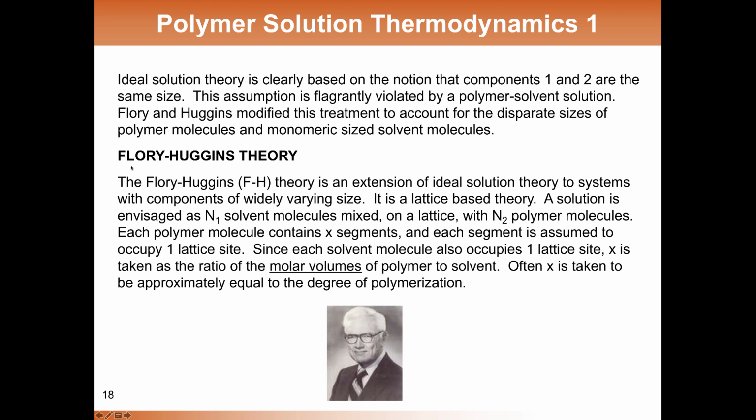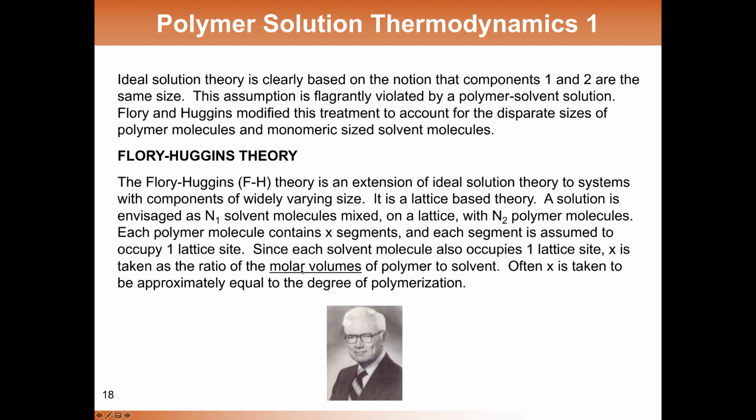And this work is now known today as the Flory-Huggins theory, and it's an extension of ideal solution theory to components that have widely varying size. So take the simplest case, a mixture that has N1 solvent molecules and N2 polymer molecules, and we're going to use the same lattice-based concept that we saw just a moment ago. Each of these N2 polymer molecules has X segments to it, and each segment is assumed to occupy one lattice site. Each solvent molecule is also assumed to occupy one lattice site.